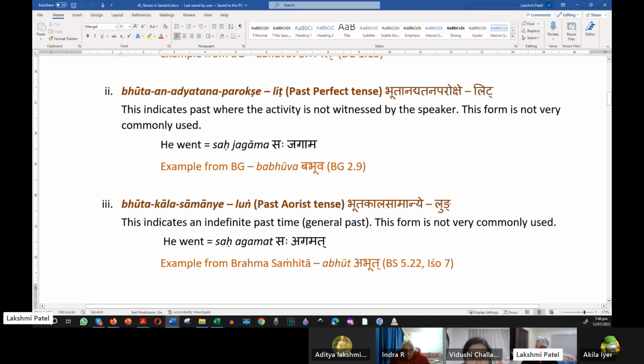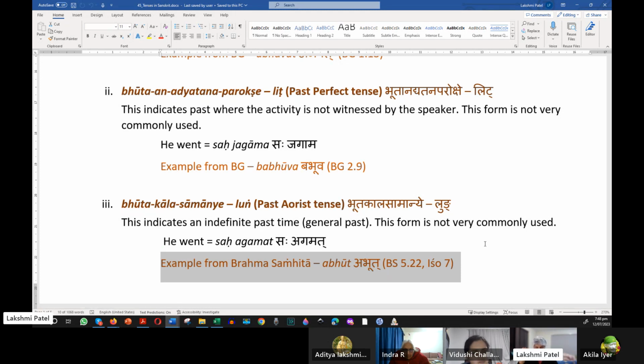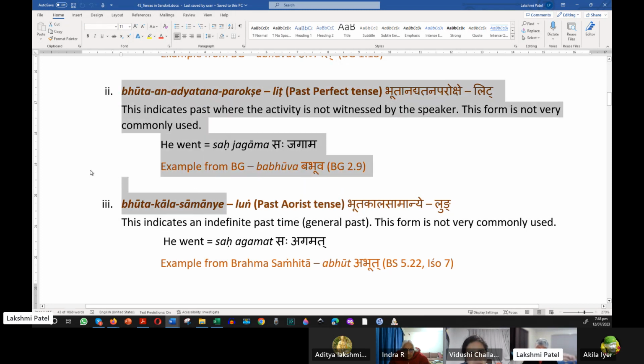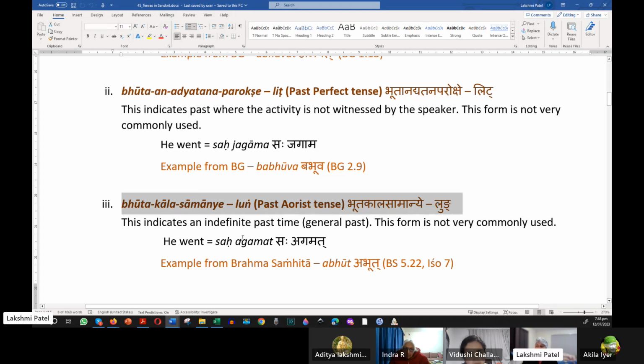Now, same past tense. There is another past. For instance, in the Brahma Samhita, we have abhut. Also from the same bhu root. Abhut. So this indicates an indefinite past. Sometime in the past it happened. Now these two forms are not very commonly used. So this is called Bhuta Kala Samanye Lung. Samanya means general. It happened generally in the past. I don't know when it really happened.